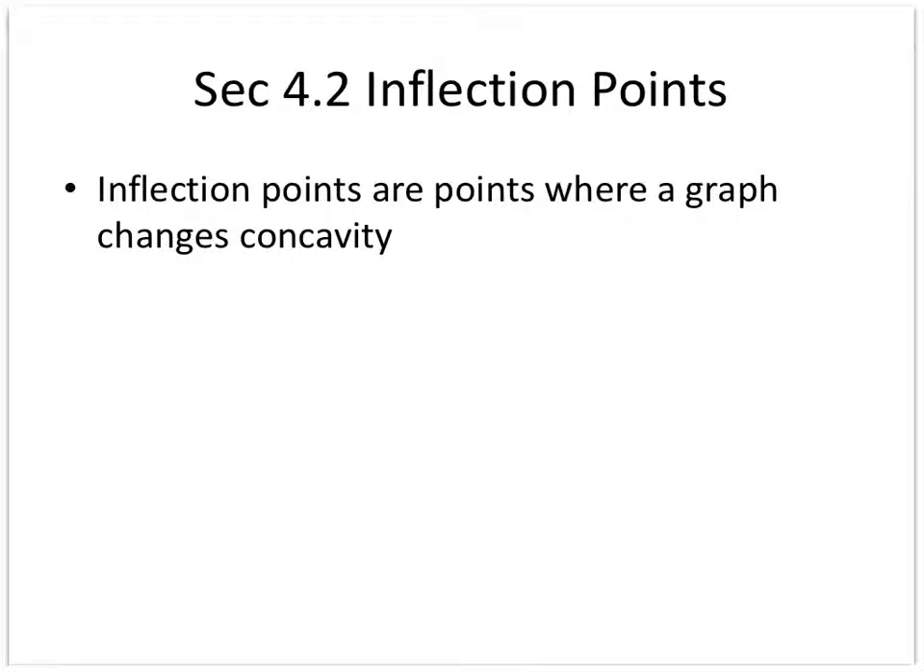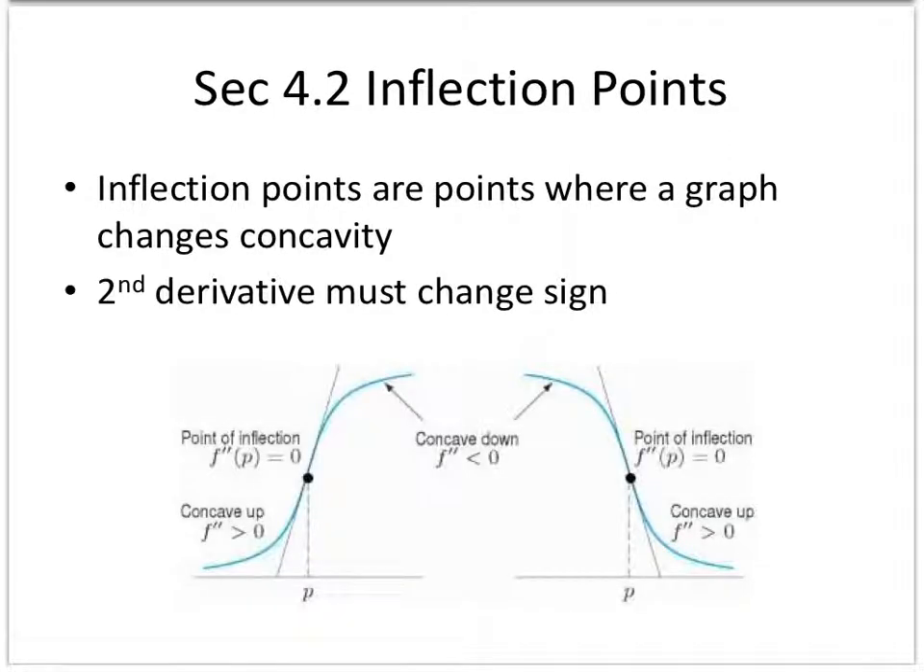Class, we're doing 4.2, inflection points. Inflection points are points where a graph changes concavity. So don't get these mixed up. A critical point is where the slope's zero, okay? A max or a min, but not always, as we talked about, it could be where it's undefined. Inflection points are points where the graph changes concavity.